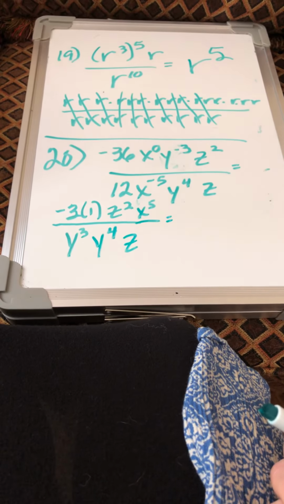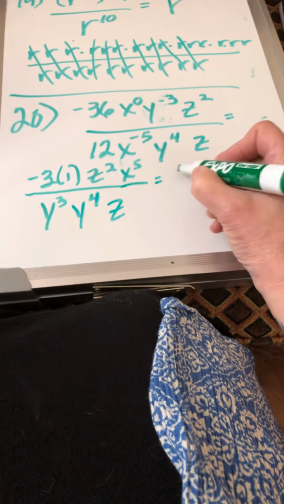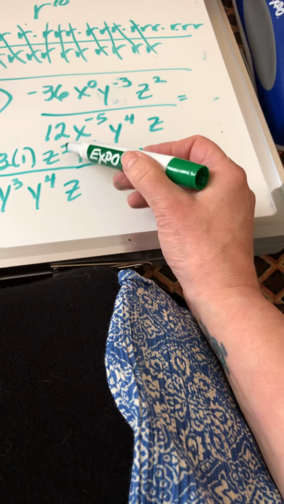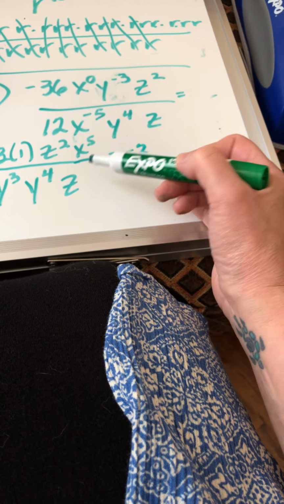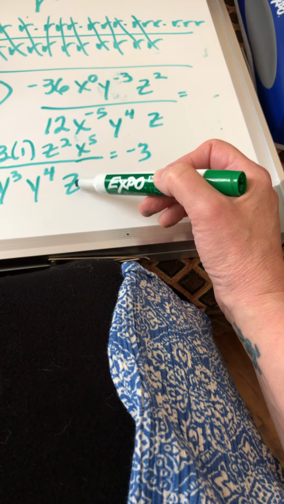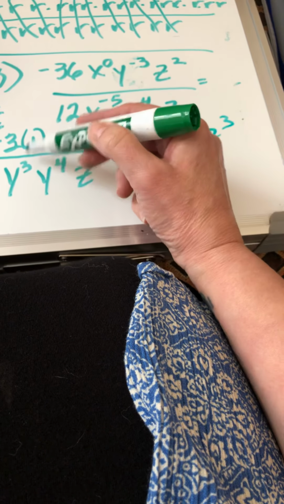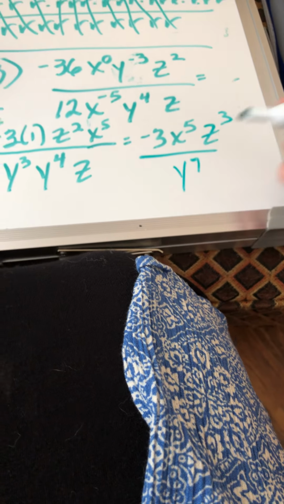Okay, so now I'm going to simplify some more. Negative 3 times 1 is negative 3. I have z squared here and z here. That leaves me with a z. So I have 2 z's here, 1 z here, and that means this, Jeremiah: 2 z's, 1 more z. Those z's divide out and leave me with a z. And then you have 7 y's on the bottom.